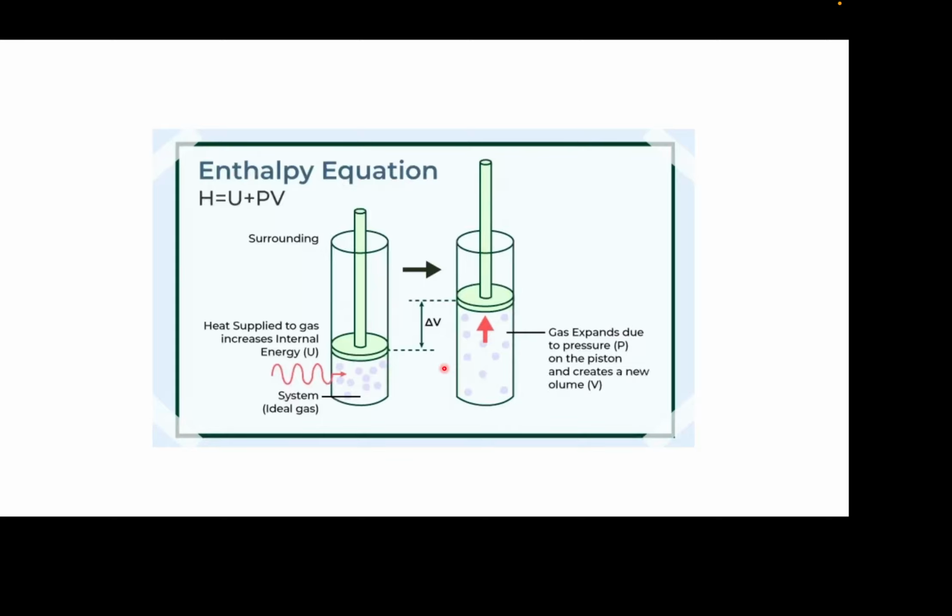This is how enthalpy is represented. It is like H equals U plus PV, meaning the system which we are taking as an ideal gas. So when we supply heat from the outside to this system, this will increase the internal energy and it will expand, which means the gas expands due to the pressure and it will increase in volume. So the work is done by the system on the surroundings. Hence enthalpy is equal to internal energy plus pressure times volume. Okay, because this is the total energy of the system.